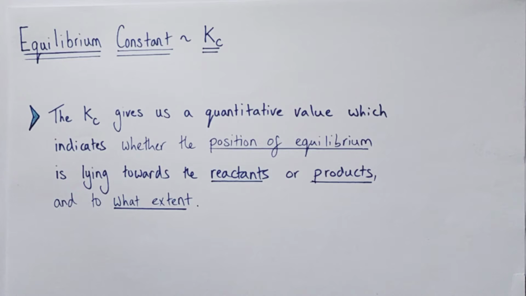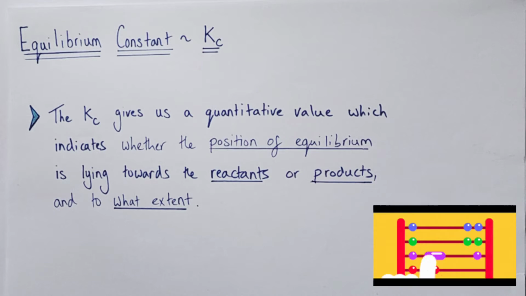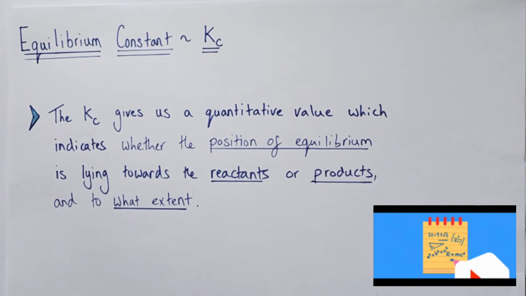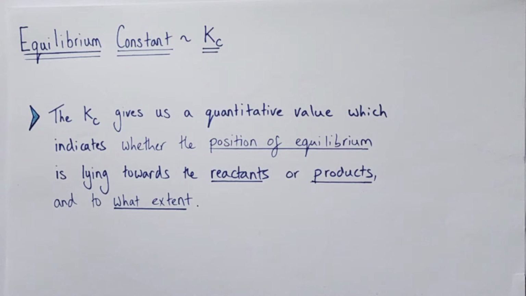So the equilibrium constant is a mathematical expression which utilizes information such as concentrations of reactants and products, but also reacting moles from the balanced equation to help give us a quantitative value which indicates whether the position of equilibrium is lying towards the reactants or products for a particular chemical reaction. But not only that, but also to what extent this is the case.